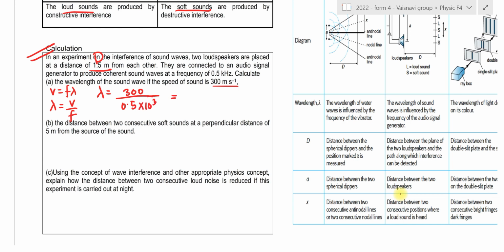Which you get? 6 times 10 power of 5. Buat lagi sekali. Tak mungkin jawapan tu.